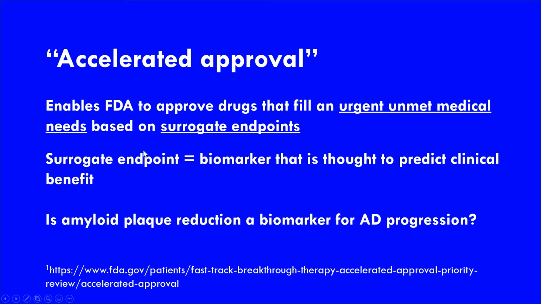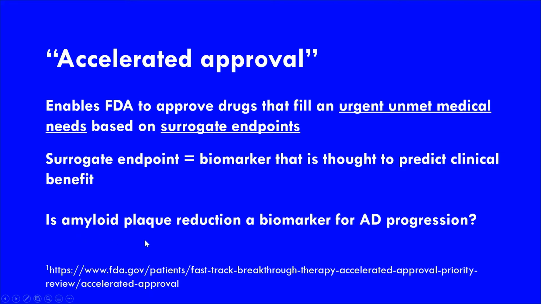So in this case, amyloid beta could potentially be a biomarker for AD progression. It could potentially be a surrogate endpoint that predicts clinical benefit. And if it is considered that, then it could support accelerated approval, where basically Biogen gets approval for this drug if they show it reduces amyloid beta plaques, and they wouldn't necessarily have to show improvement in clinical endpoints.